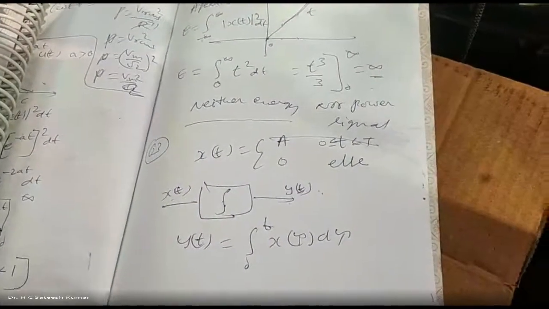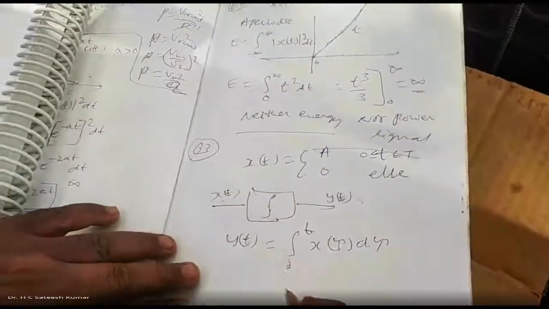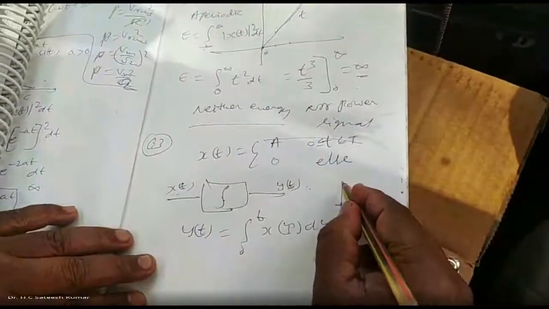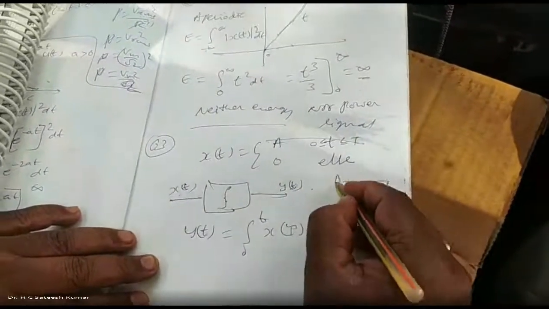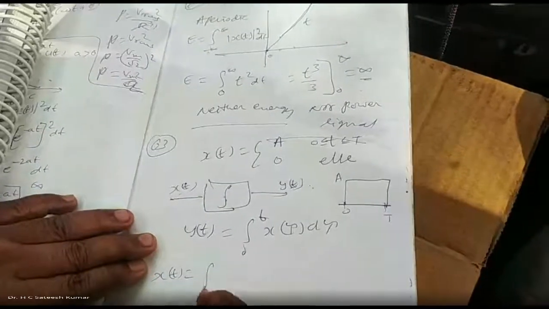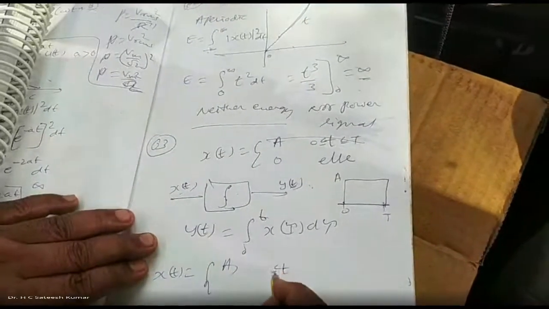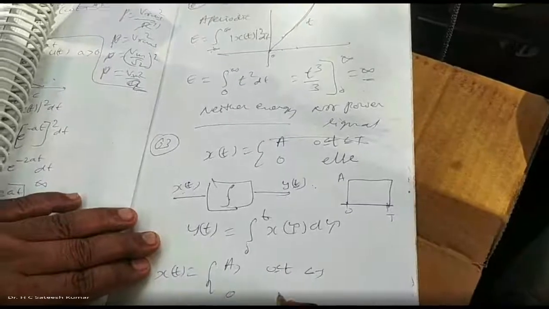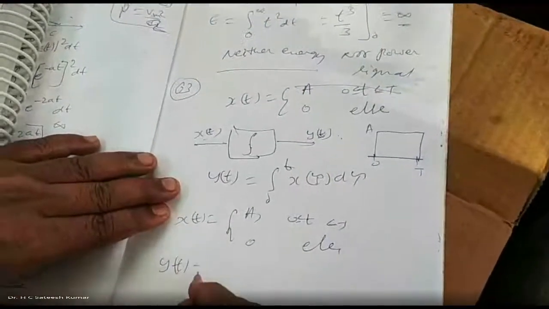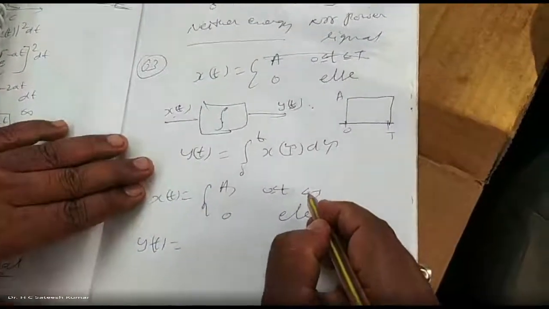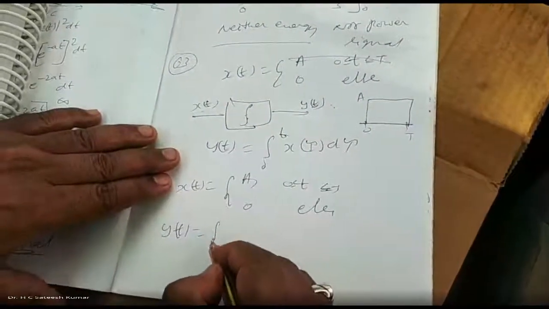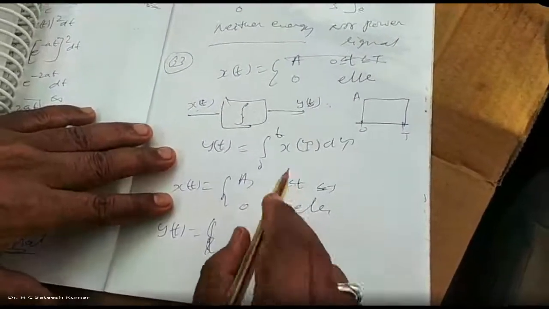So therefore, what should you do? Now this signal is from 0 to T. Its value is A. So x of t is equal to A for t lying between 0 to T and is equal to 0 elsewhere. Okay, right. y of t is equal to what? The integration of this one. y of t is equal to the integral of x of tau d tau.